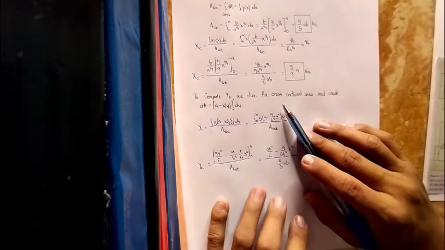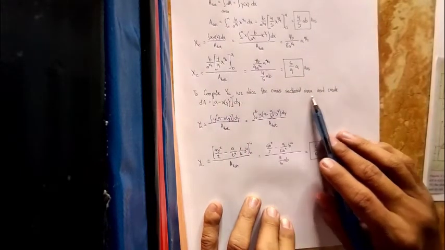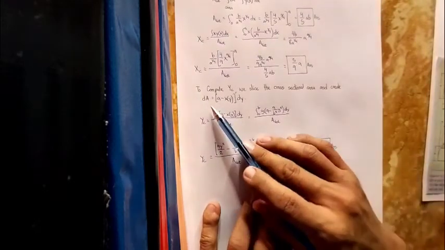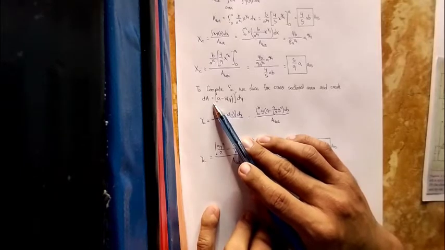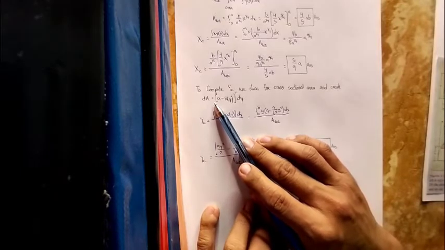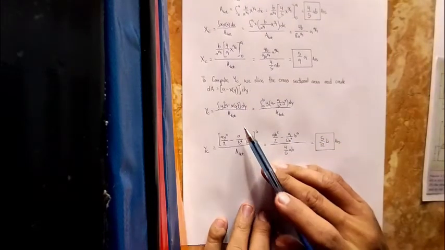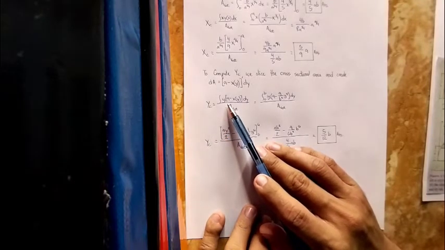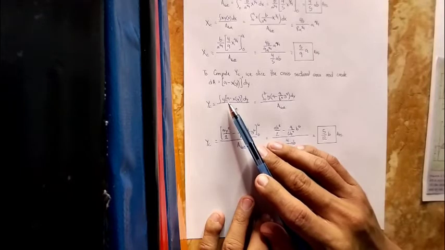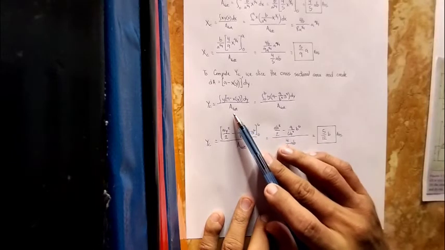To compute the centroid of y, we slice the cross-sectional area and create dA is equals to A minus x of y dy. Centroid of y is equals to integral of y times sa loob ng bracket na A minus x of y dy over total area.